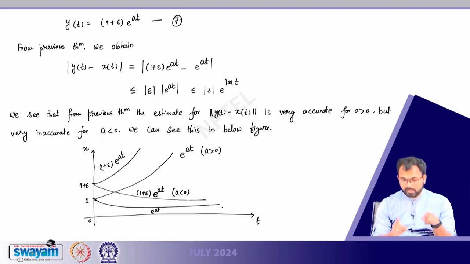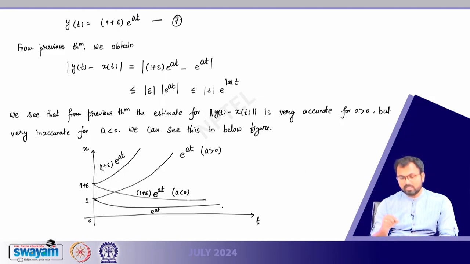And so when A is positive, it is actually agreeing with that theorem, right. But when A is negative, then we can see in this graph that the solutions are getting closer to one another, because when your t tends to infinity, then basically A is less than 0. So then what will happen is your exponential will go towards 0 and therefore your yt minus xt will actually become the same. So here that criteria, I mean the conclusion of that theorem, is not satisfied.